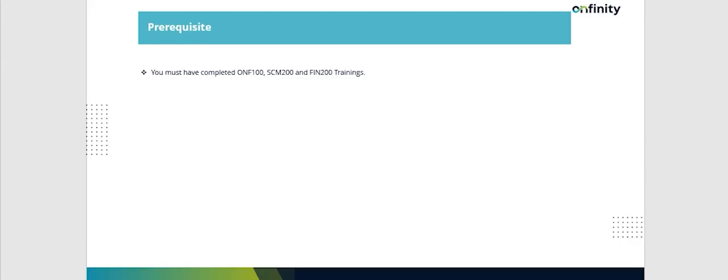Moving to the prerequisites for this session, the transactions used in this process must already exist in the system. Users should be familiar with how transactions are created in the Onfinity system. To effectively use this form, users should have completed Onfinity 100, SEM 200, and Finance 200 training. These sessions help users understand basic system configurations, transaction creation, and the allocation process.